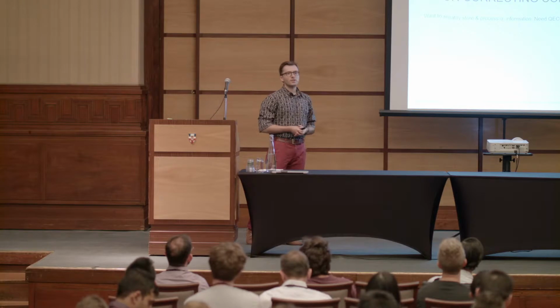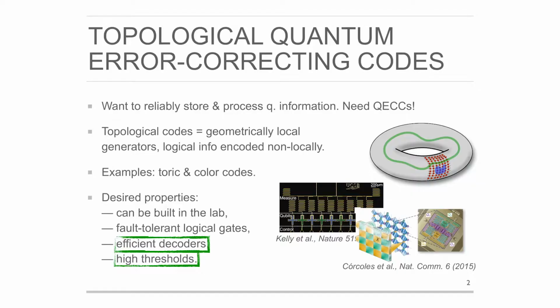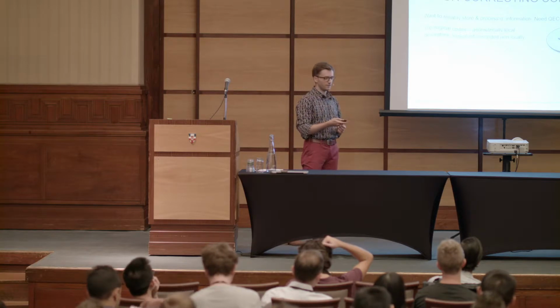So we need to use quantum error correcting codes to reliably store and process quantum information. And in my talk, I will focus on a special type of quantum error correcting codes, topological codes. You should think of those codes in a geometric way. You have some manifold, say a torus, and you would place physical qubits on the side of the torus. And a topological code will have geometrically local generators. So your operators are supported only within some local region.